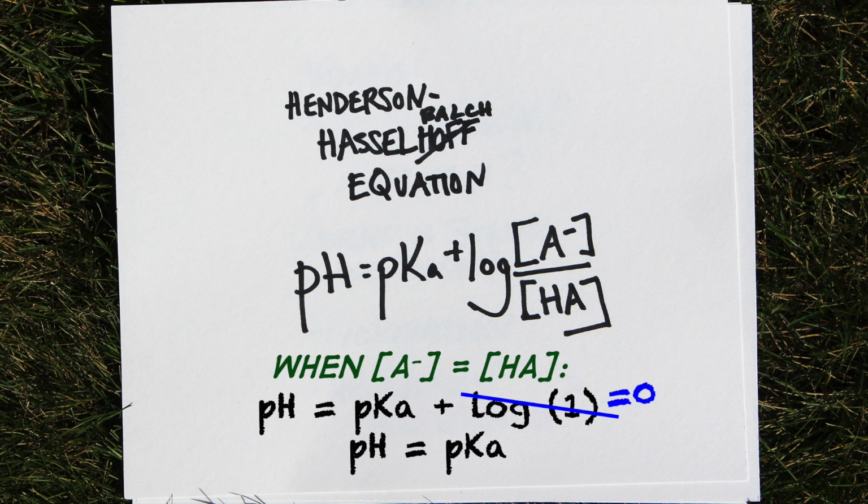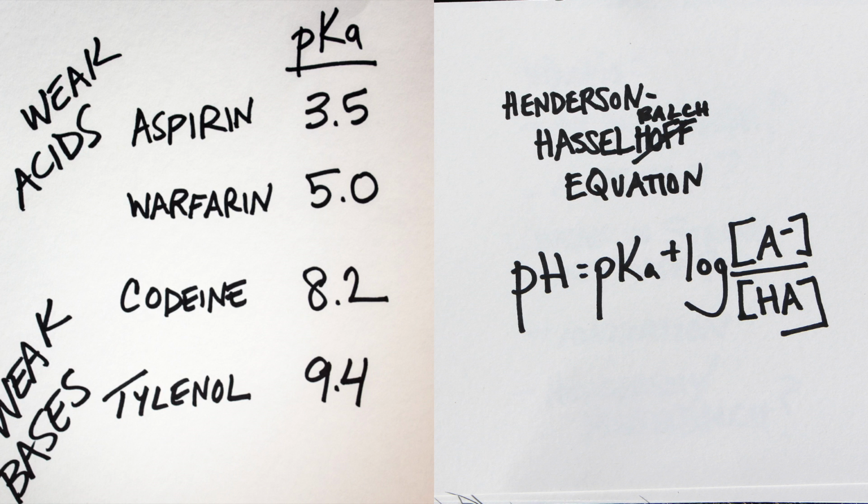So, when the amount of acid is equal to the amount of conjugate base, that log term cancels out. So, the pH at which this happens is equal to the pKa. All right, so the pKa is different for every drug. That's their pKa. That refers to each particular molecule. It's not the same as pH, which refers to just the amount of free protons in any solution.